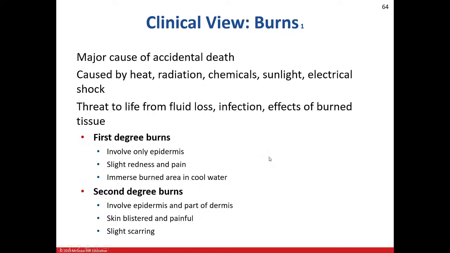With a first degree burn, this involves only the epidermis. So you see slight redness and pain. You can immerse the burned area in cool water. A sunburn, for instance, is an example of a first degree burn. If you lightly burn your skin on the stove, you touched something that was too hot, your skin turns red. You can treat it by running it under cool water, putting ice on it.